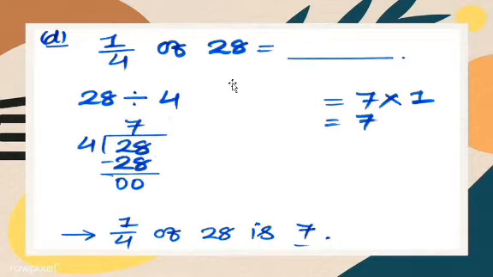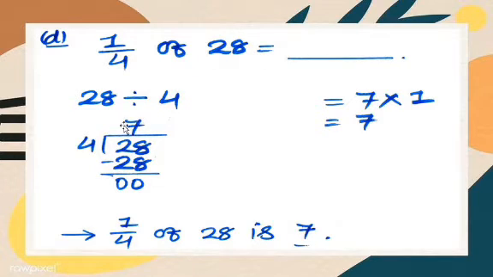So 1 upon 4 of 28. So 28 and this 4 divide with each other. In table number 4, 28 will come. Where? 4 sevens are 28. 28 minus 28 is 0. And this is 7. 7 multiplied with 1. 7 ones are 7. 1 upon 4 of 28 is 7. Understood? Again I repeat.